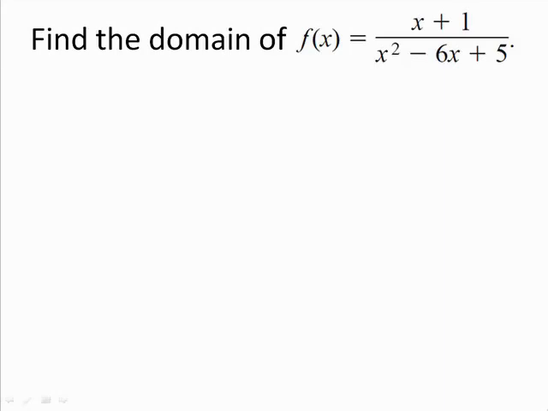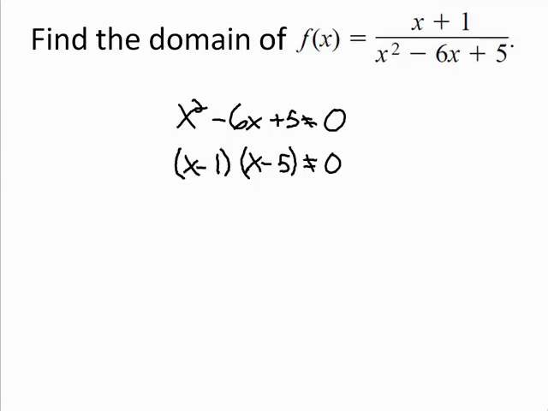Find the domain of f of x equals x plus 1 divided by x squared minus 6x plus 5. The domain of a function is all points where the function is defined. This function is defined wherever the denominator is not equal to 0. So x squared minus 6x plus 5 cannot be equal to 0. x squared minus 6x plus 5 factors into x minus 1 and x minus 5. The left side of this equation is equal to 0 when either factor is equal to 0. Set each factor equal to 0 and solve for x.